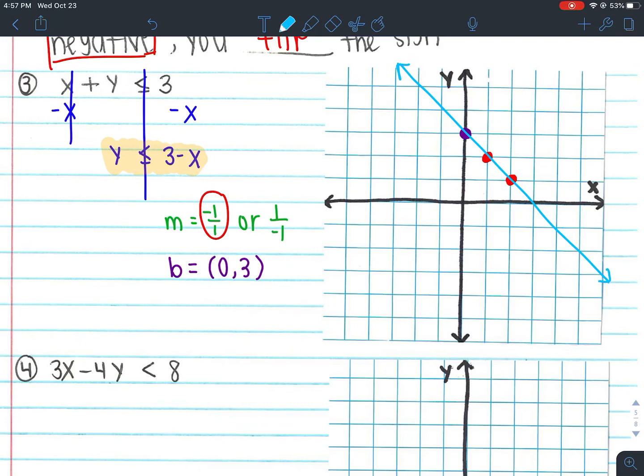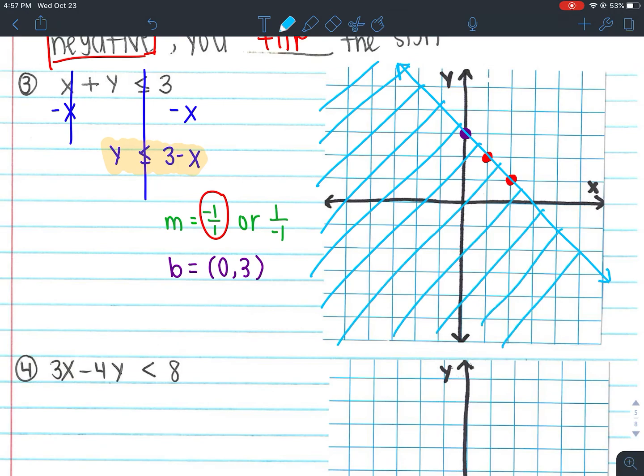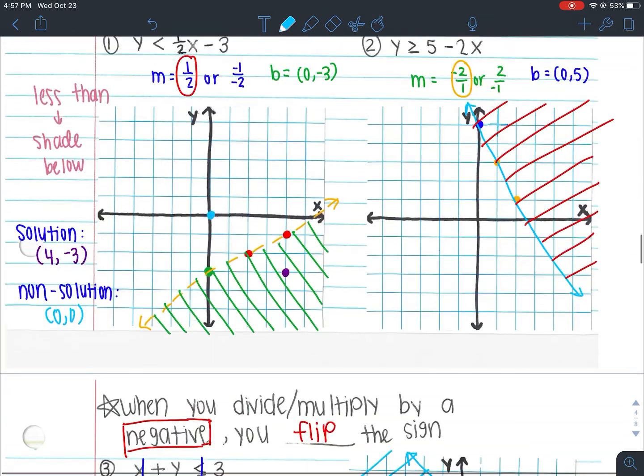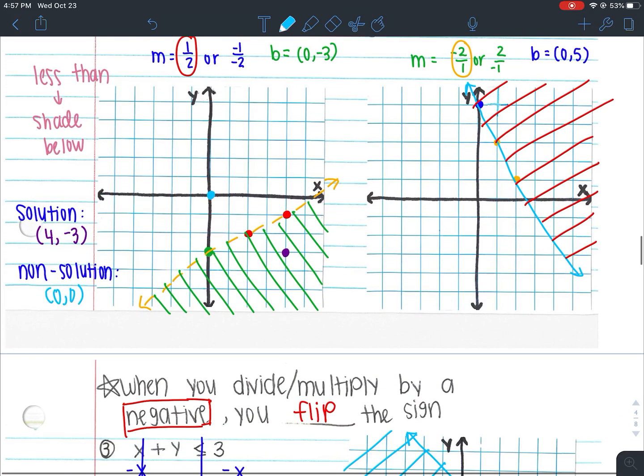Okay. And then you also have to shade. Well, because I have a less than symbol here, I want to shade below. So less than means below, greater than means shade above. So I would shade below here. So I'm going to go ahead and draw and shade in. And again, you can shade in the entire thing with your pencil. However, I prefer to just shade in. So that's a giant area for solutions.